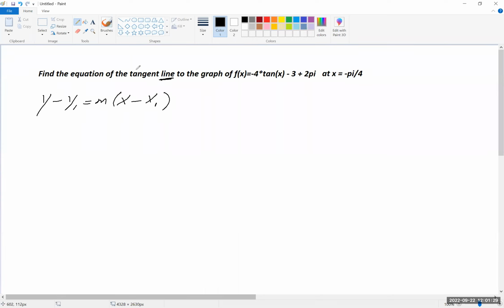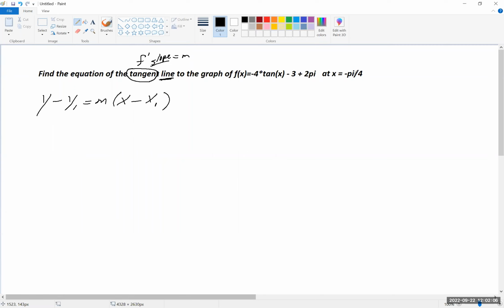But then we want a tangent line. So they're really asking us to find f prime. So I'll put that note up here, f prime, to find the slope of the tangent line, which is going to be the m in my formula.